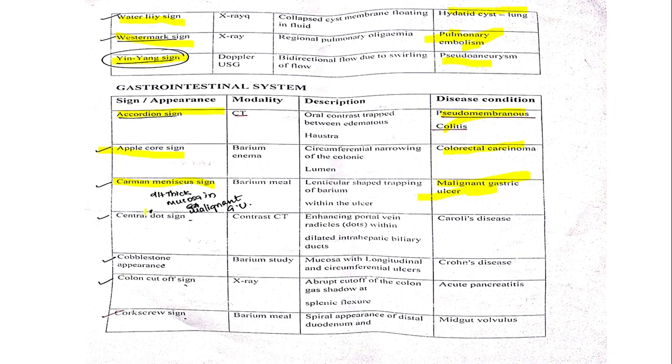It's a very important MCQ. Central dot sign on contrast CT is seen in Caroli's disease. Cobblestone appearance on barium study is seen in Crohn's disease. Colon cutoff sign is seen in acute pancreatitis. This is due to abrupt cutoff of the colon at the splenic flexure. Cockcrow sign is seen on barium meal in midgut volvulus.